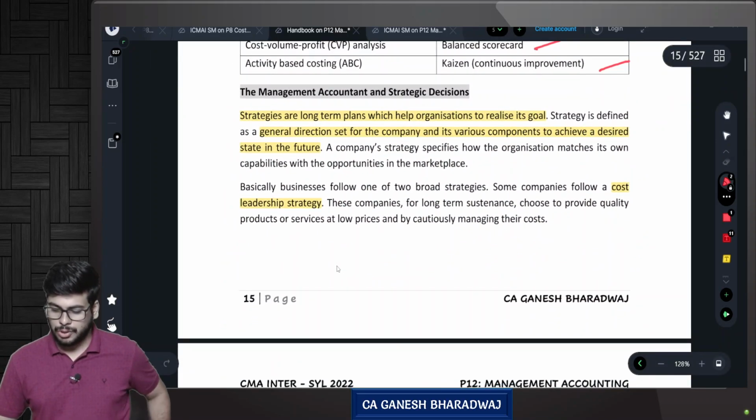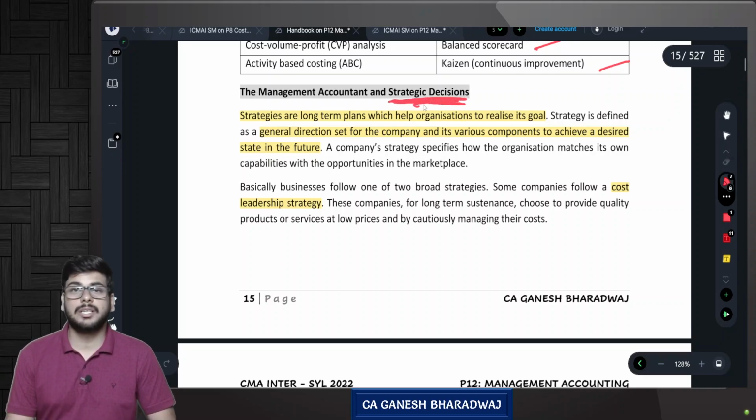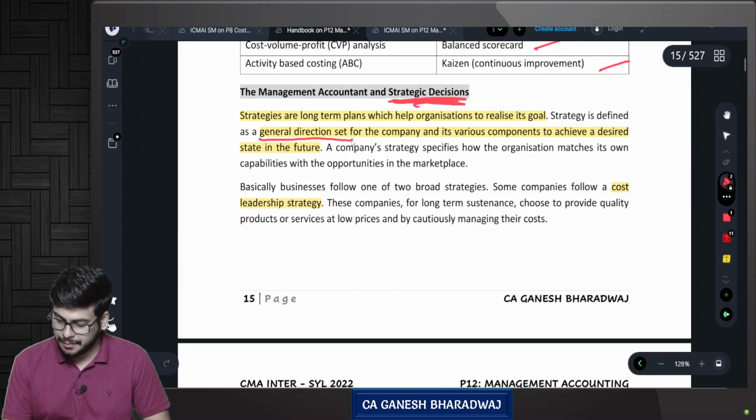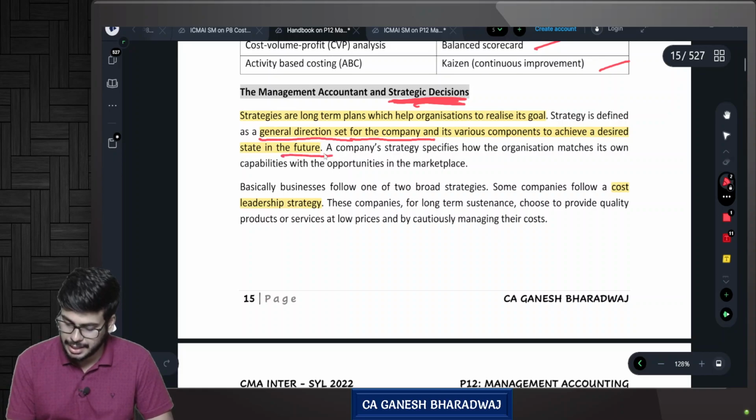Yes. And of course, the focus is now on strategic decisions and value creation. Strategies are long-term plans which help an organization realize its goals. It is defined as a general direction set for the company and its various components to achieve a desired state in the future.